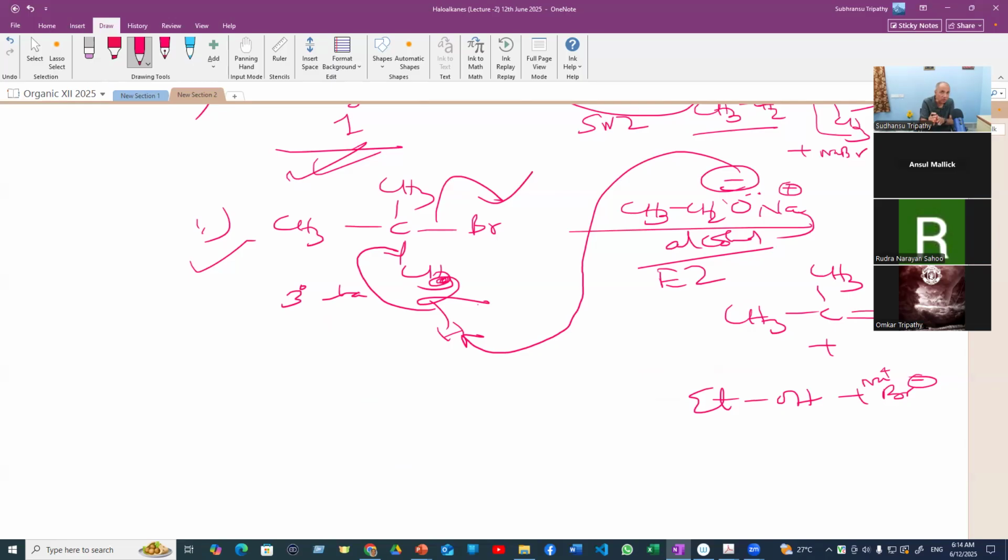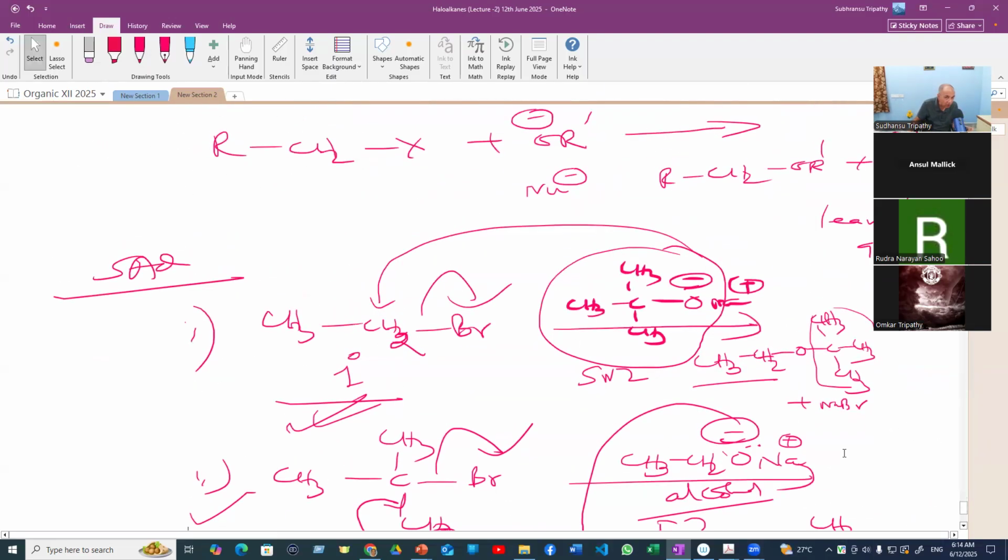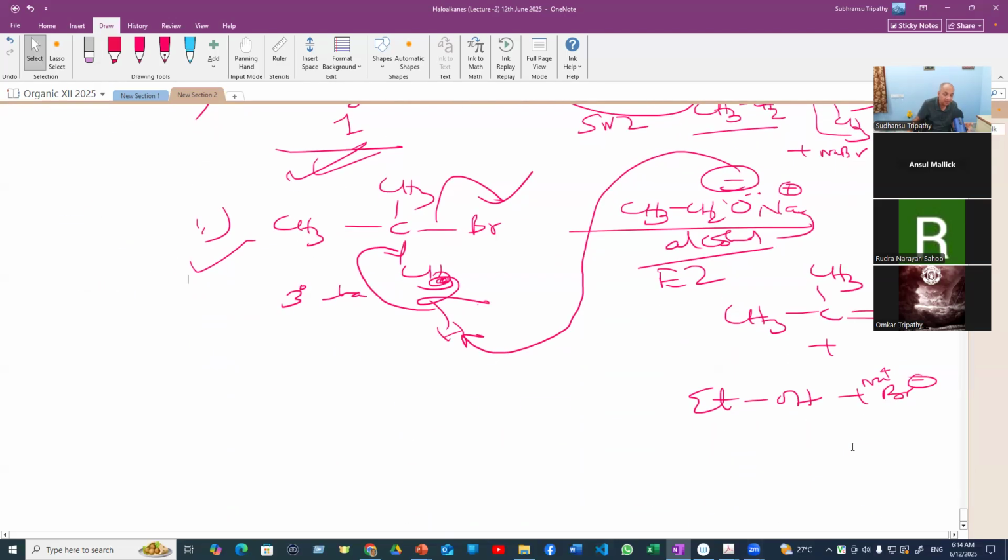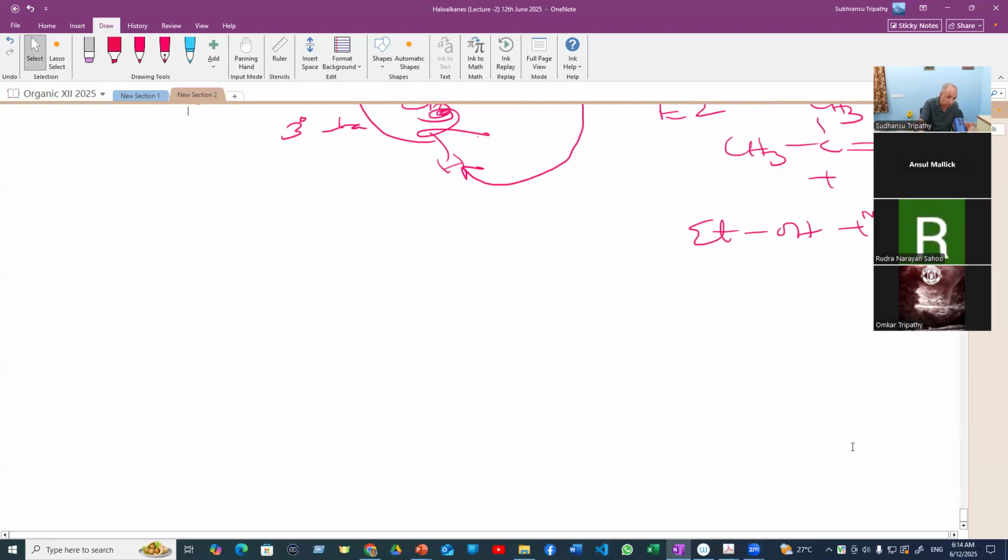And in 2-degree also, the major product will be elimination, and there will be a sizable, appreciable substitution product. In 1-degree, the substitution product is almost exclusive. So that is why for strong bases, 1-degree halide is the only good choice. You got it? Yes, sir.